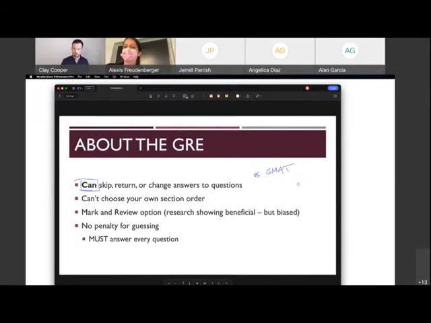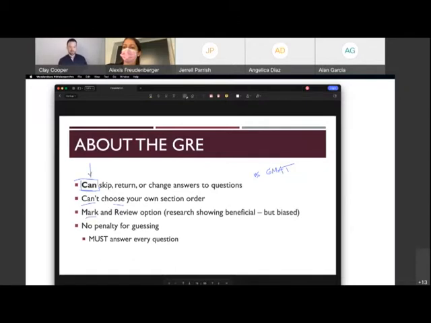A lot of people, I think, consider the GRE and the GMAT to be very similar, and that's true. And if you've looked at all into the GMAT, I'm sure you're aware of the similarities. But this is one of the major differences. The GRE does allow us to skip around, whereas the GMAT doesn't. Conversely, in the GRE, you cannot choose your own section order, whereas on the GMAT, you can.